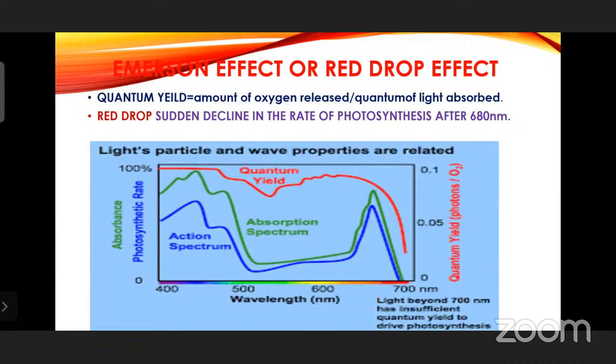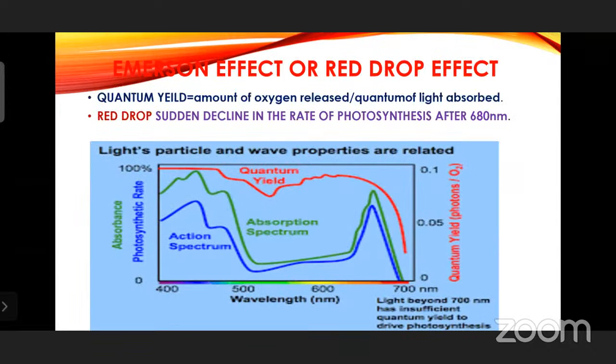So this quantum is nothing but the energy, light energy, sunlight energy. So sunlight energy we are taking, how much yield we are giving, that can be known by taking into consideration the amount of oxygen released by quantum of light absorbed. This is very important. And Emerson effect is nothing but the same thing you are saying here, action spectrum. That means action spectrum, that is rate of photosynthesis.